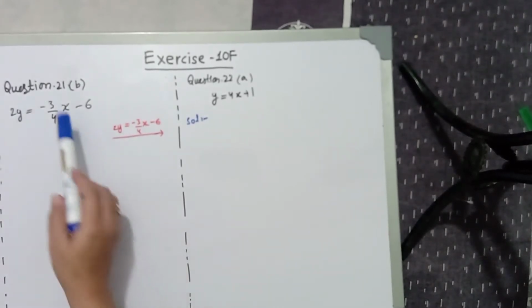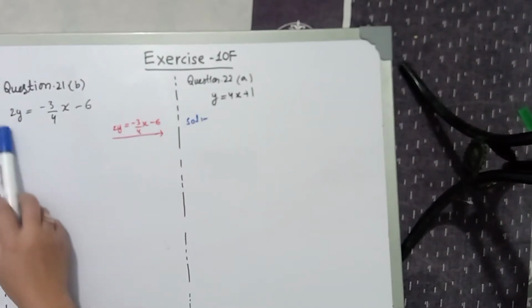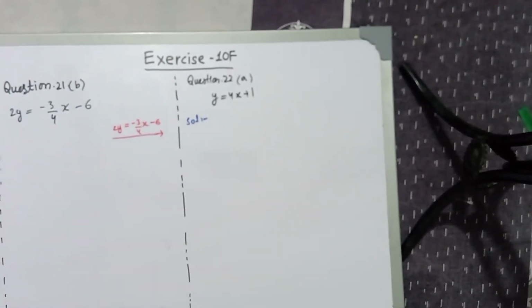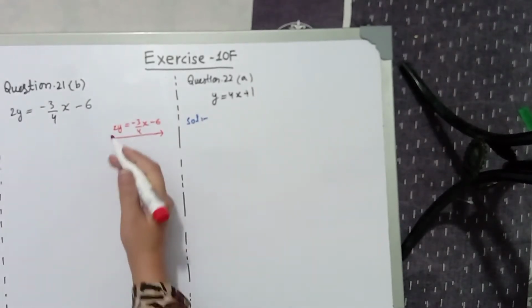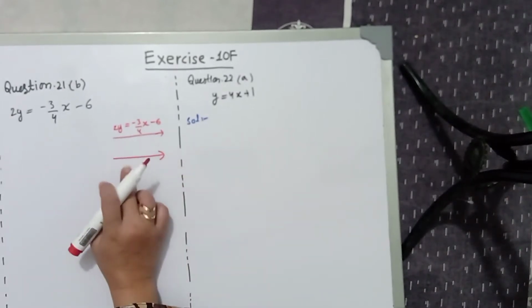Question number 21, they have asked you to find the equation of a line which is parallel to this given line. The equation of one line is given and they have asked you to find the equation of another line which is parallel to this line. Sorry, they have asked you to find the gradient of this other line.